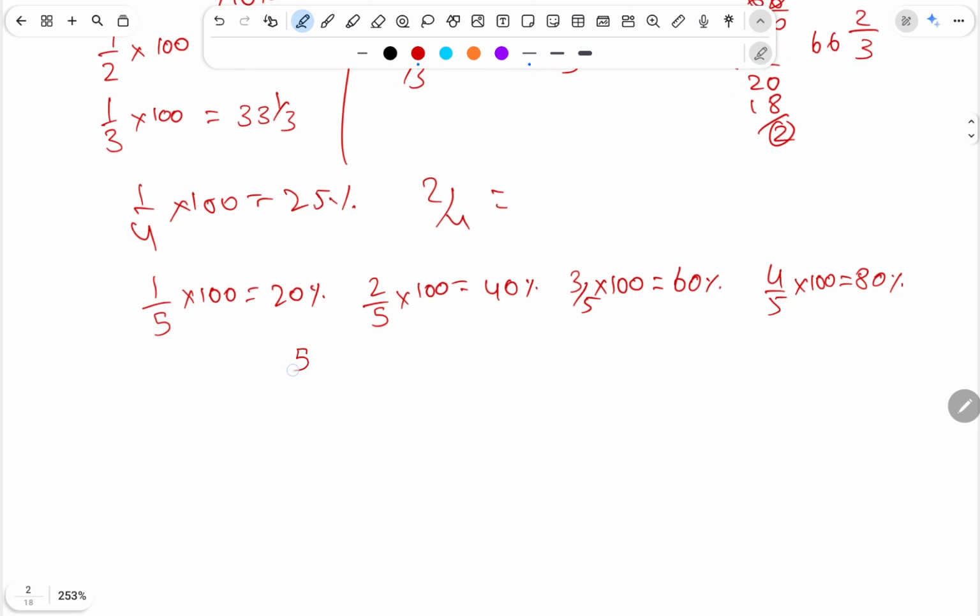Remember this, 5 by 5 is what? 1. In the sense, what is 1? A whole number. 1 is 100 percentage. Complete number.